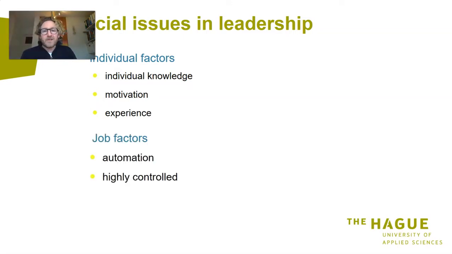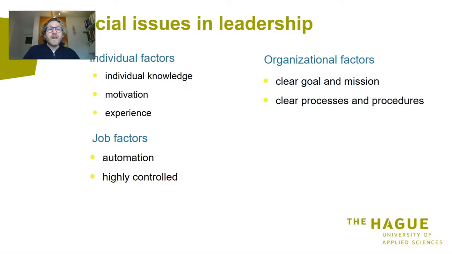Also, job factors can be neutralized. Sometimes people can be replaced by automation, or in highly controlled environments you don't need leadership because people know what to do. There are also other organizational factors that could neutralize leadership. If you have a clear goal and a clear mission, clear procedures and clear processes, you don't need a leader. People know what to do.